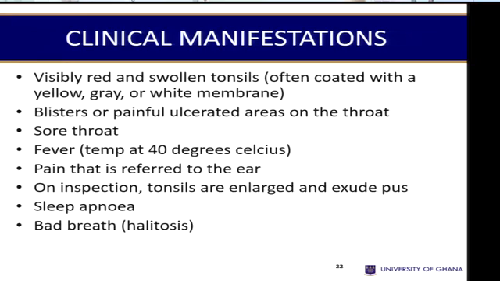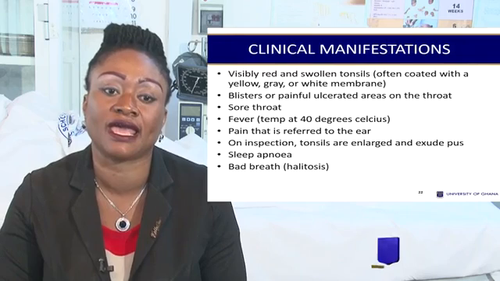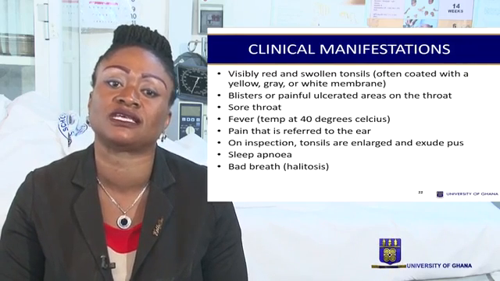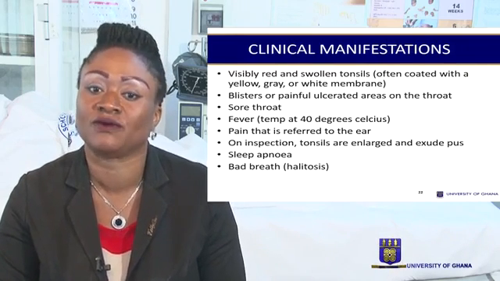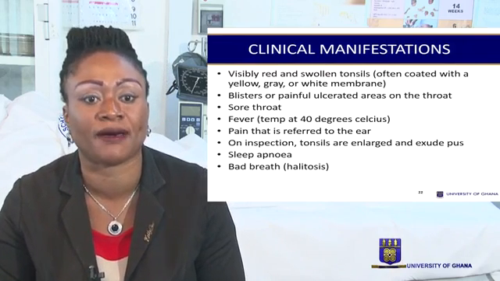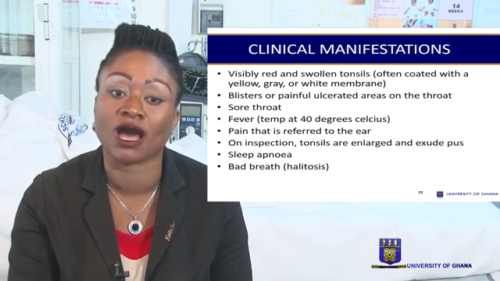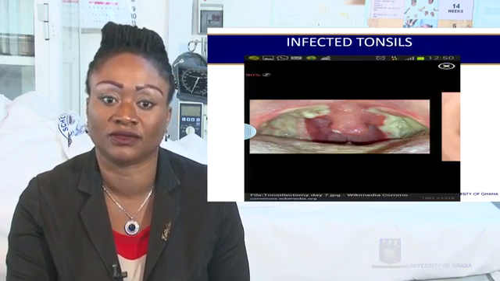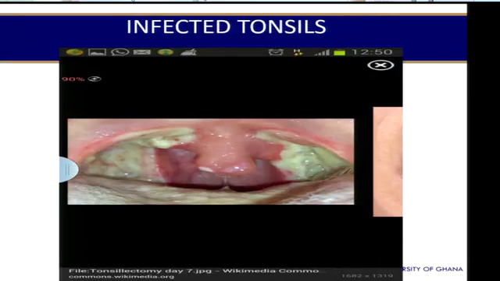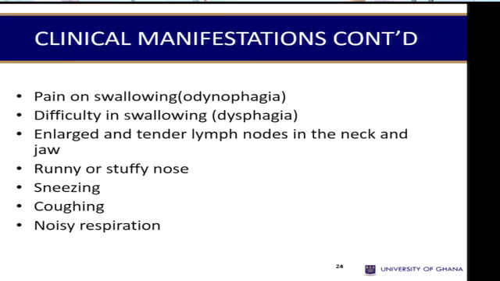The person may have a sore throat, fever, pain that is referred to the ear, and then on inspection, the tonsils are seen to be enlarged with exudates and pus, sleep apnea, and bad breath or halitosis. That is a severely infected tonsil in the picture. Other manifestations include difficulty in swallowing or pain on swallowing.